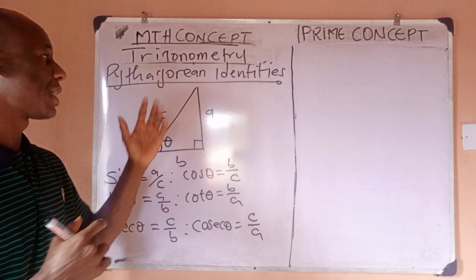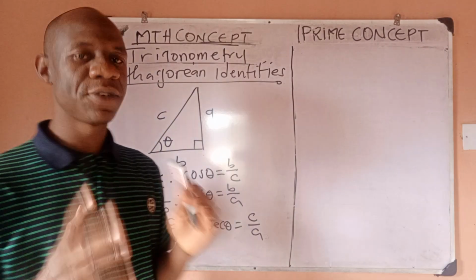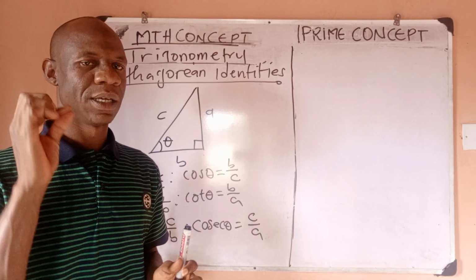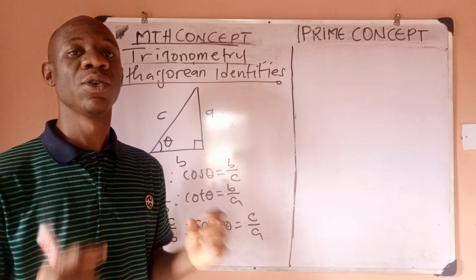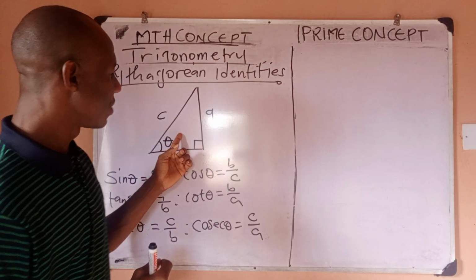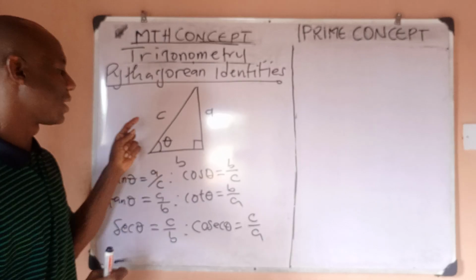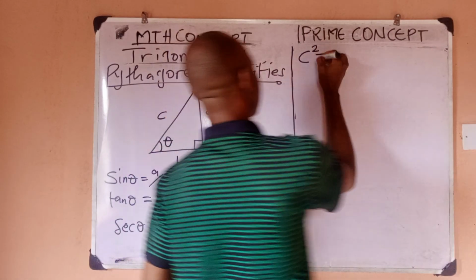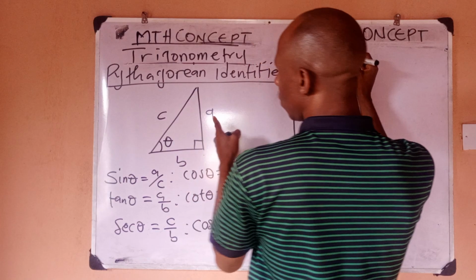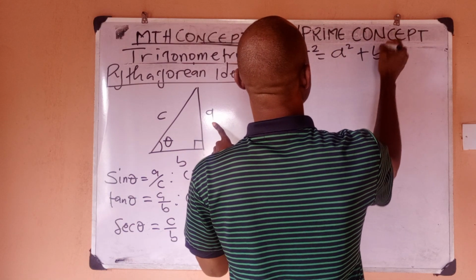Now I want to look at Pythagorean identity. What is Pythagorean identity? Every one of us is familiar with a powerful law in mathematics, which you know as Pythagoras' theorem. From this right triangle, we can get Pythagoras' theorem. According to Pythagoras, the square of the hypotenuse, which is c², is equal to the sum of the squares of the other sides, so equal to a² plus b².